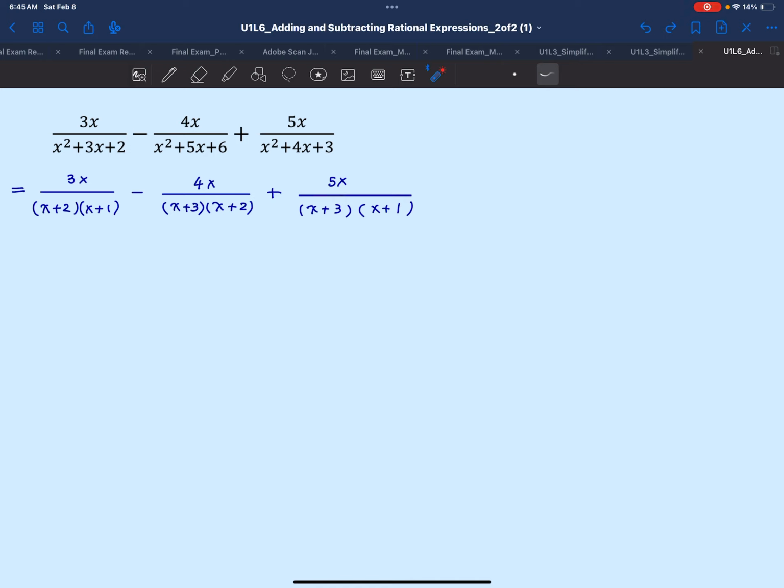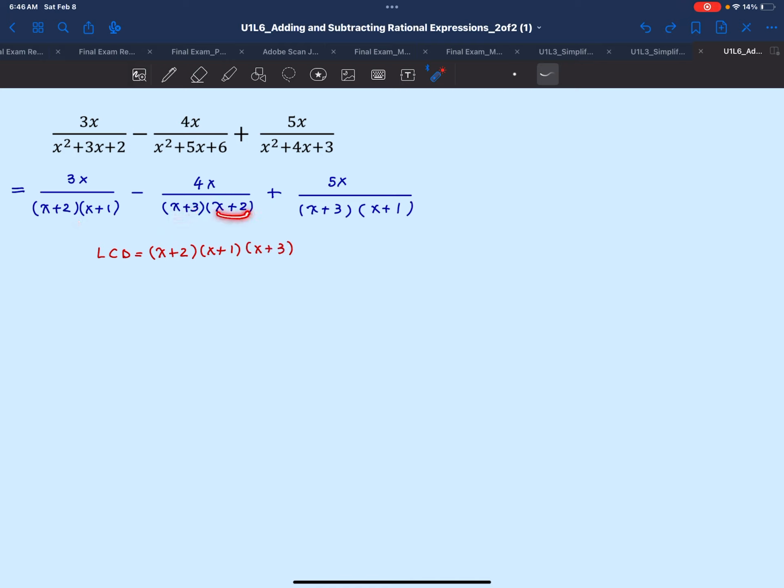So next, we'll state the lowest common denominator, because we cannot add and subtract fractions or rational terms that contain different denominators. So the lowest common denominator would be equal to x plus 2 times x plus 1. And then we have x plus 3, that's a factor we didn't have before.